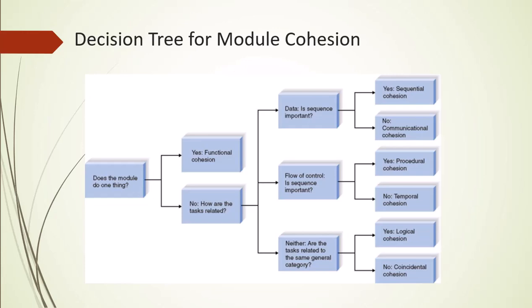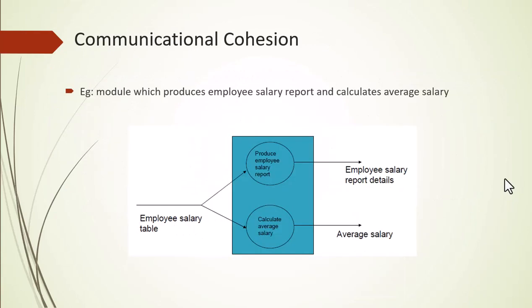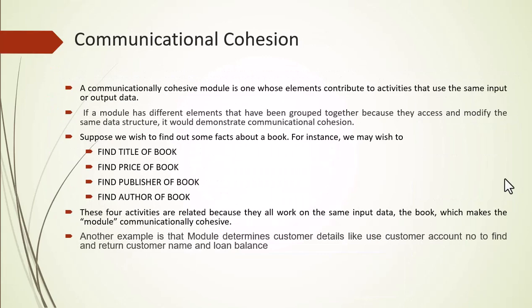Is the sequence not important? Then it is a communicational cohesion. What is communicational cohesion? You have already seen here that they use the same data.